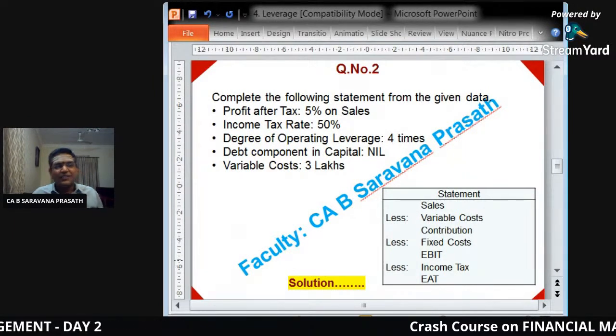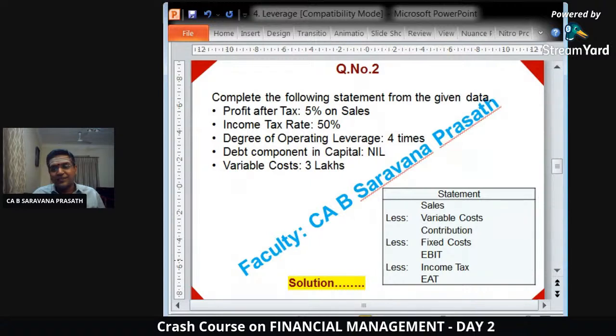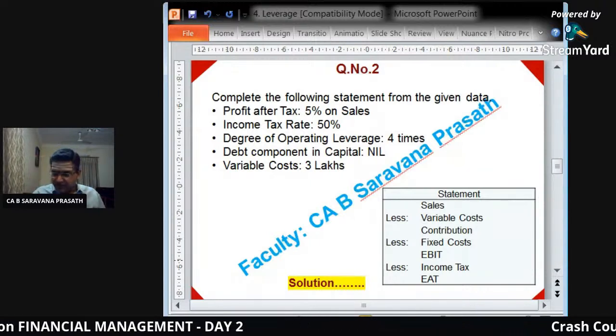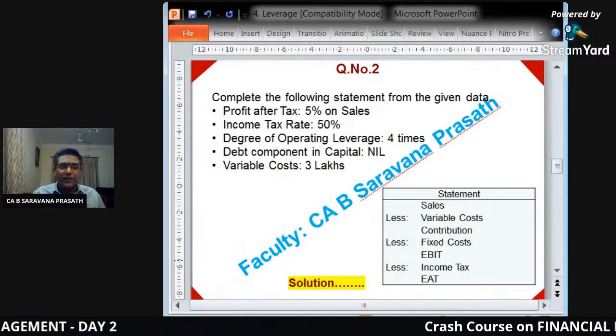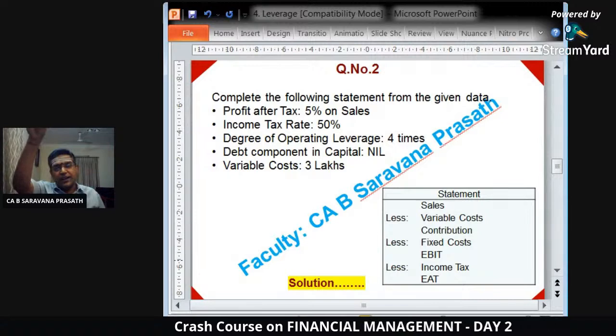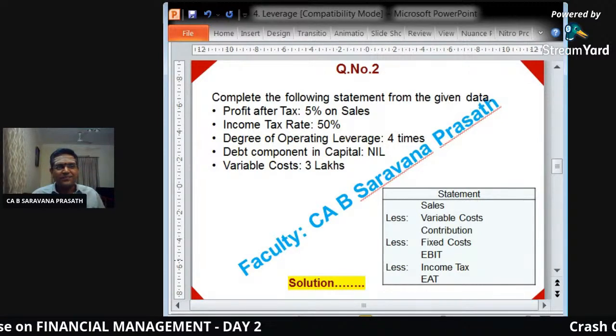Refer to question, first point. Profit after tax, 5% on sales. So in the percentage column, PAT is equivalent to 5%. So sales is equivalent to 100%. So first line 100, last line 5. This is the first calculation.